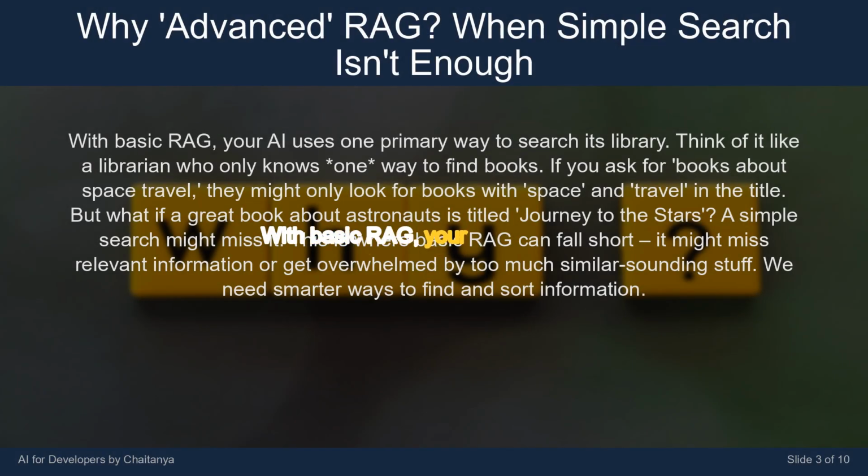With basic RAG, your AI uses one primary way to search its library. Think of it like a librarian who only knows one way to find books. If you ask for books about space travel, they might only look for books with space and travel in the title. But what if a great book about astronauts is titled Journey to the Stars? A simple search might miss it. This is where basic RAG can fall short. It might miss relevant information or get overwhelmed by too much similar sounding stuff. We need smarter ways to find and sort information.